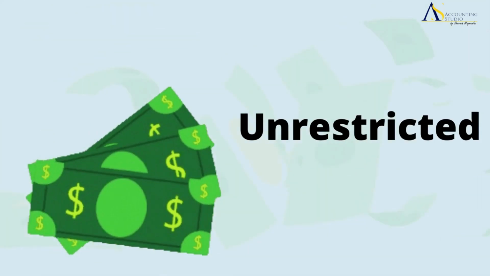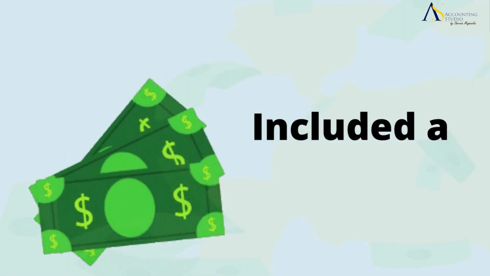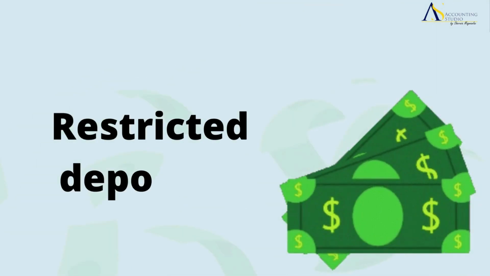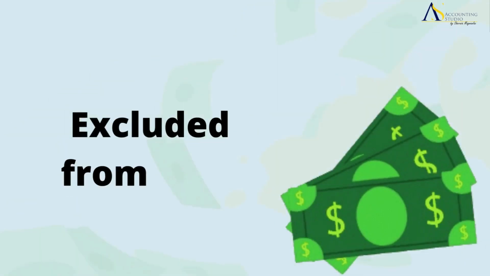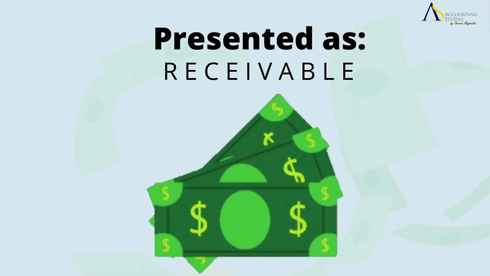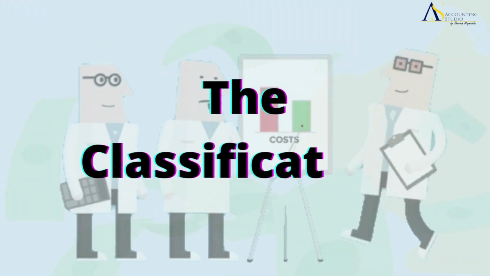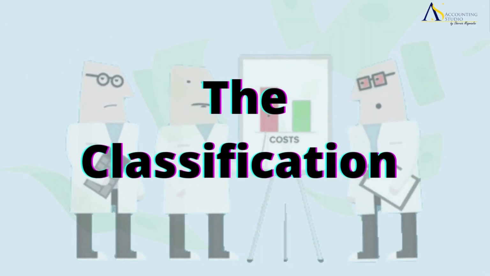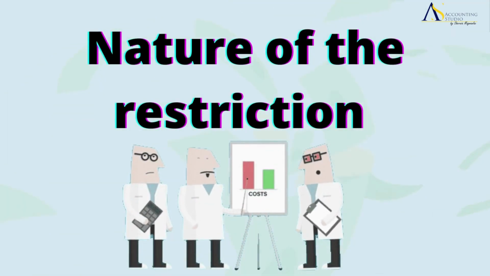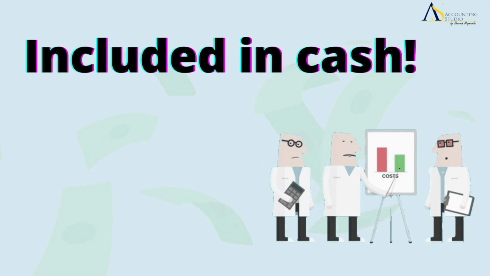Thus, unrestricted deposits in foreign banks that are available for immediate withdrawal are included as cash, while deposits in foreign banks which are restricted as to withdrawal are excluded from cash and presented as receivables subject to appropriate allowances for uncollectibility and impairment. The classification of restricted deposit as current and noncurrent depends on the nature of the restriction. In accounting per se, if the problem is silent, the deposit in foreign bank is included in cash.